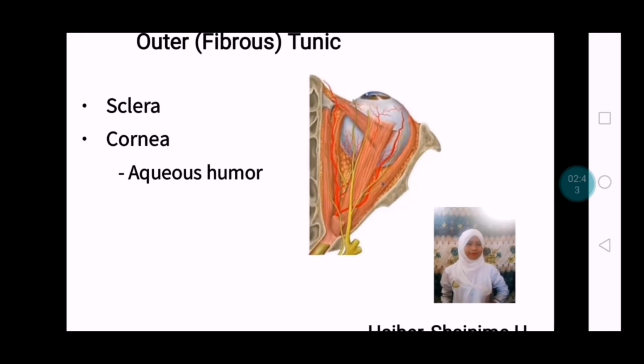So, what happens if you have too much aqueous humor? The aqueous humor is produced behind the iris, flows into the anterior chamber through the pupil, and exits the eye between the iris and cornea. Too much aqueous production causes a rise in IOP that can lead to glaucoma.